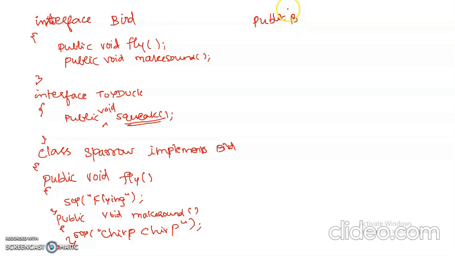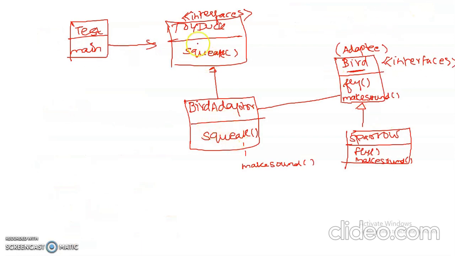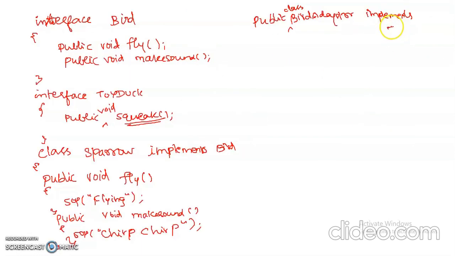So public, my class name is BirdAdapter, which implements ToyDuck, right? So BirdAdapter implements ToyDuck, and it is having a method public void squeak, correct? So we have to call the method makeSound.